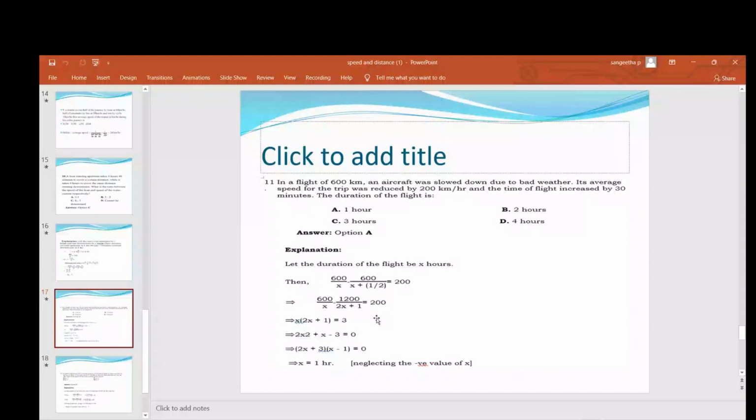First solution. Coming to the second solution, I got x minus 1. So what is x equivalent to? Then x is equivalent to plus 1. So neglecting the negative value of x, I take the second solution, x is equivalent to 1 hour. So the answer is option A.